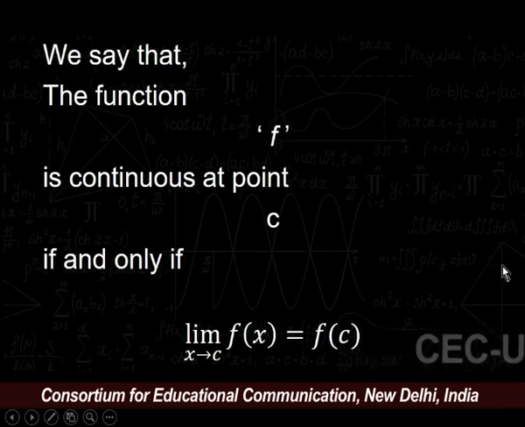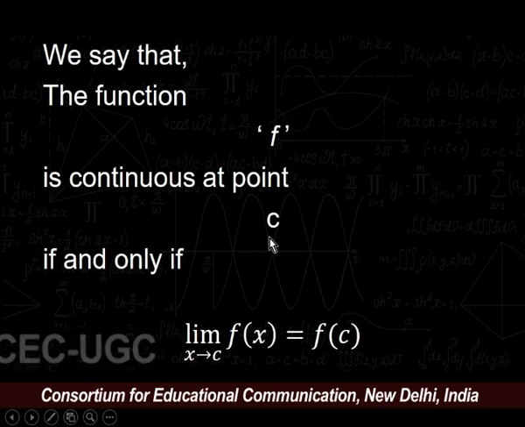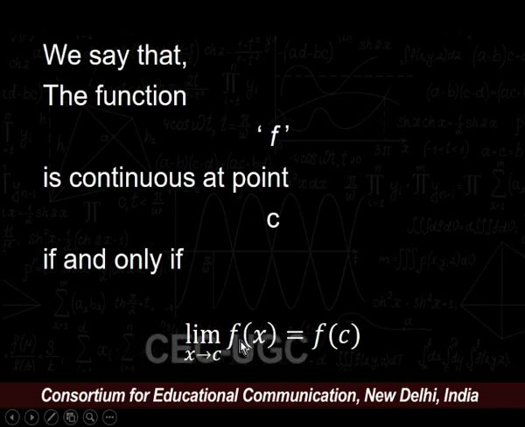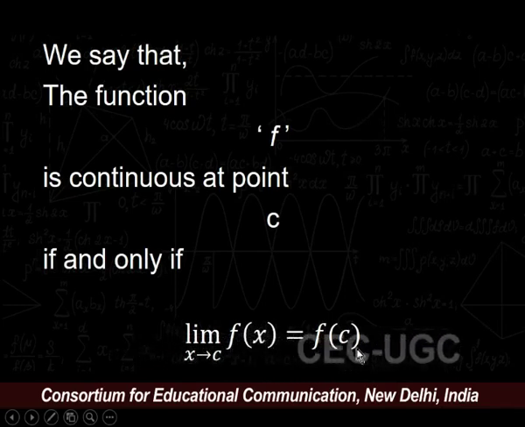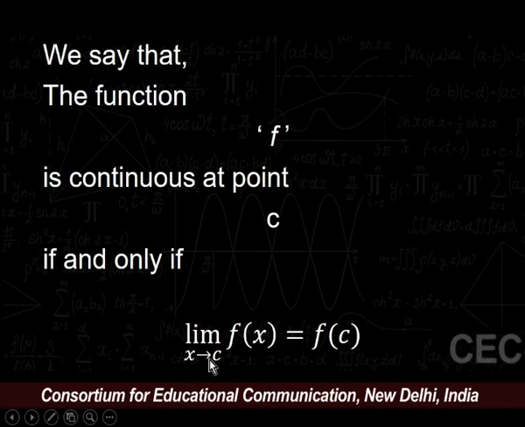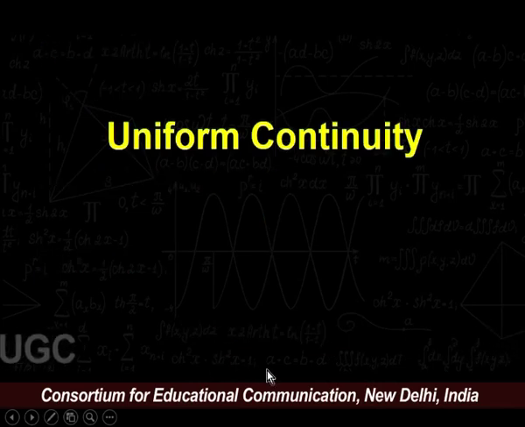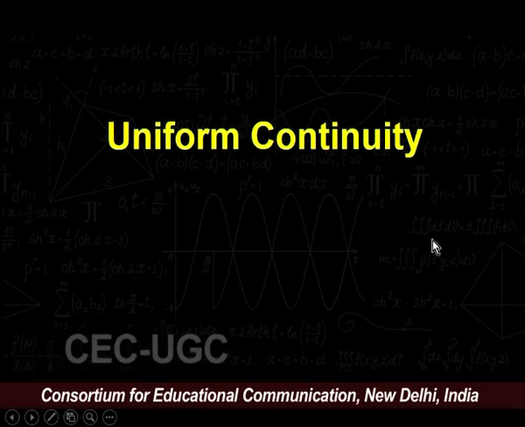We say that the function f is continuous at a point c if and only if the limit of f of x is equal to f of c as x approaches c. Now, let us start uniform continuity.